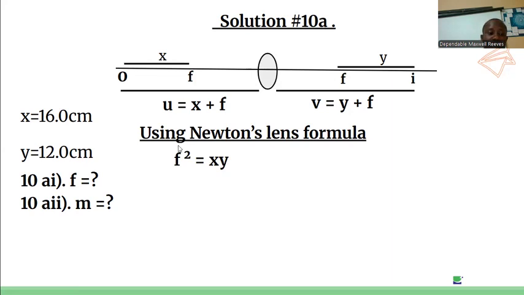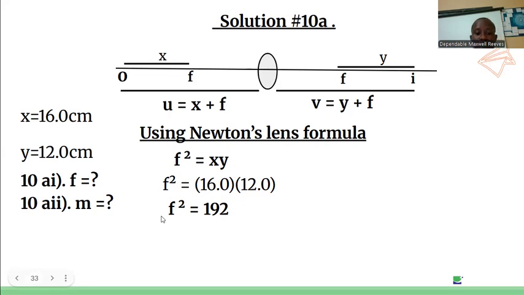So x value here is 16.0 centimeter and y value here is 12.0 centimeter. So replacing that value, we have f squared equal to 16.0 times 12.0. Multiplying 16.0 by 12.0, we have 192. So f squared is equal to 192. We will be taking the square root on both sides because we want to find f, not f squared. So eliminating the square, we have f equal to 13.9 centimeter. So this is our focal length.